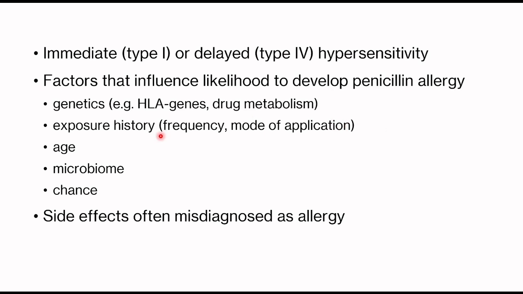Very important here, of course, as well is exposure history. So we saw both the macrophage and this B cell would need to encounter this modified penicillin. And then you need not just one exposure, but also a second exposure, so that the antibodies that are now linked to the mast cells again encounter the same protein. So you need a fairly high level of exposure and a fairly high frequency of exposure. So this is important, both the frequency but also the mode of application.